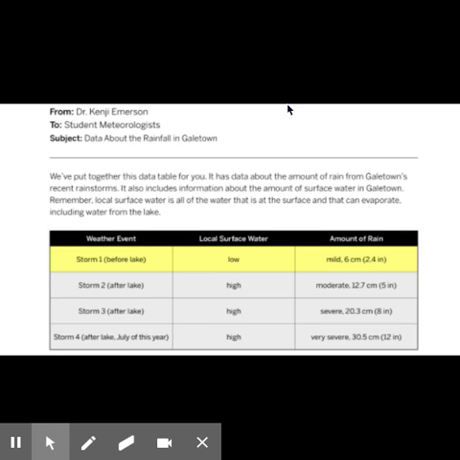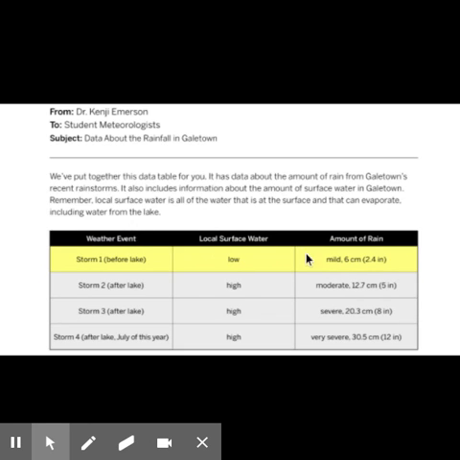We've been sent a message from Dr. Kenji Emerson, and the message tells us we've put together this data table for you. It has data about the amount of rain from Galetown's recent rainstorms. It also includes information about the amount of surface water in Galetown. Remember, local surface water is all of the water that is at the surface and that can evaporate, including water from the lake.